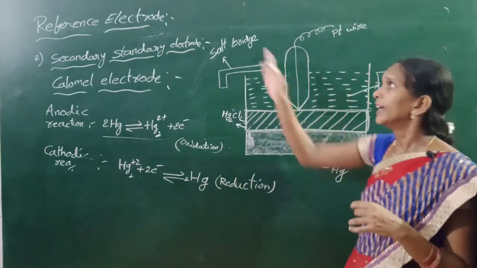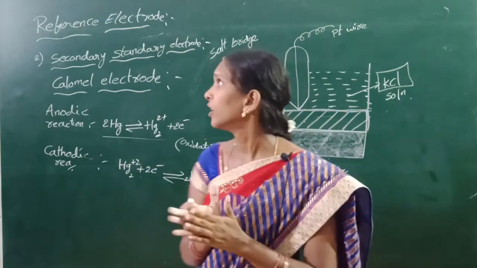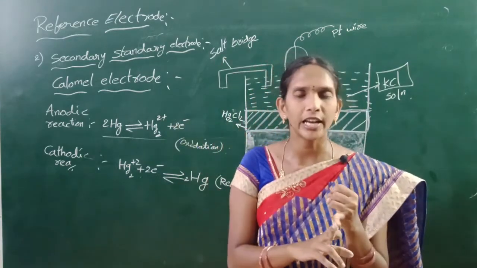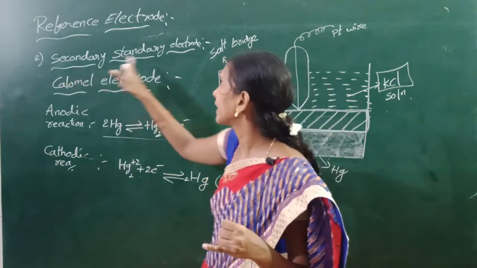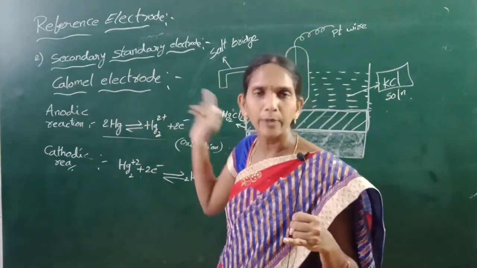These are the reference electrodes. The first one is the standard hydrogen electrode, that is the primary standard electrode. The second one is the secondary standard electrode, that is the calomel electrode.